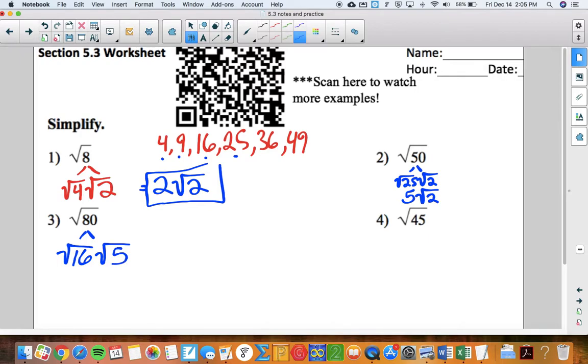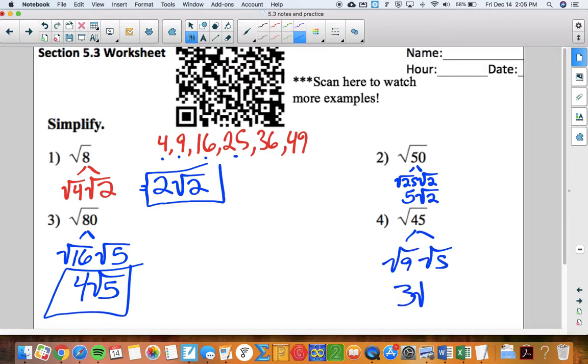16 goes into it 5 times. You take 80 divided by 16, you get 5, so you know that 16 times 5 is 80. The square root of 16 is 4. So the best answer is 4 times the square root of 5. Here, 9 is the biggest perfect square that goes into 45, so 3 roots of 5 is the best answer.